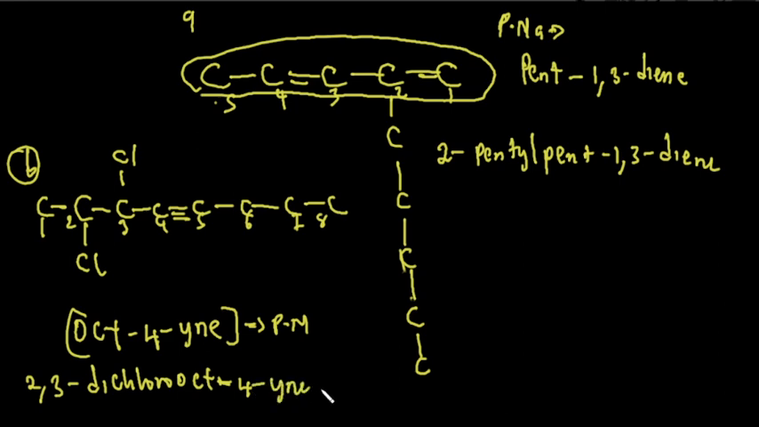So notice what I mentioned in these cases. Between a number and a letter, there is a hyphen. And between two numbers, you have a comma. Take note of that. This was also discussed in our alkane video, so please make sure you watch these videos sequentially. I hope with this, you have been able to know how to name your unsaturated compounds. Thank you very much.